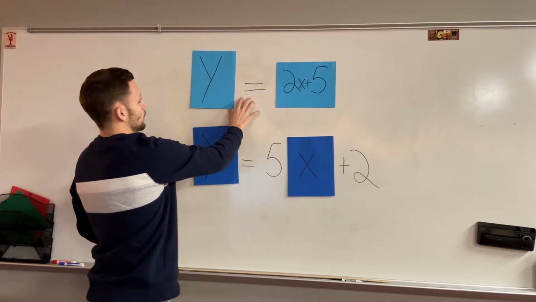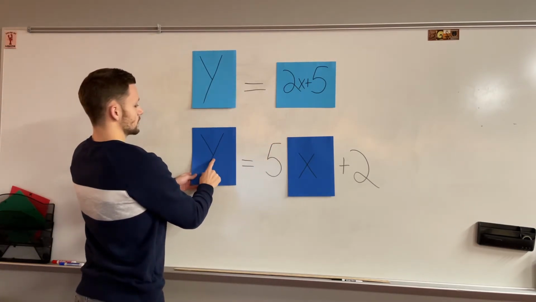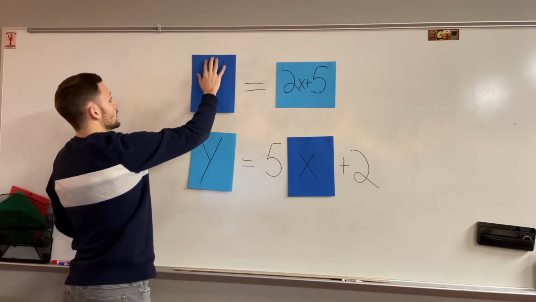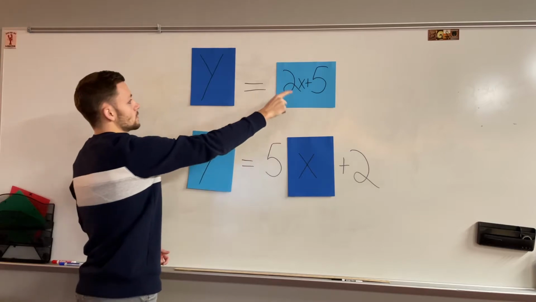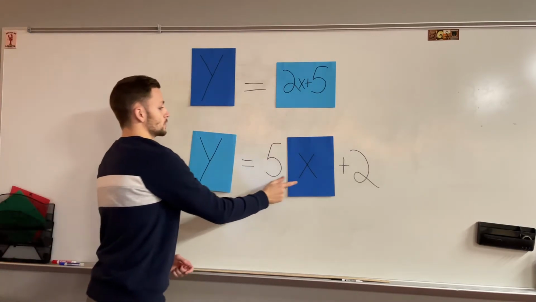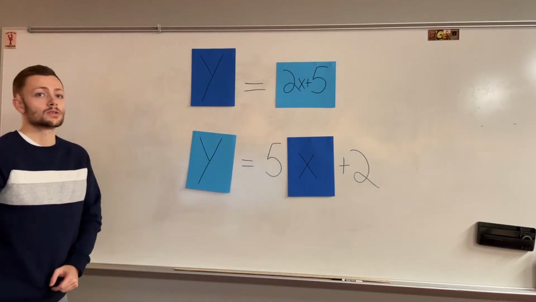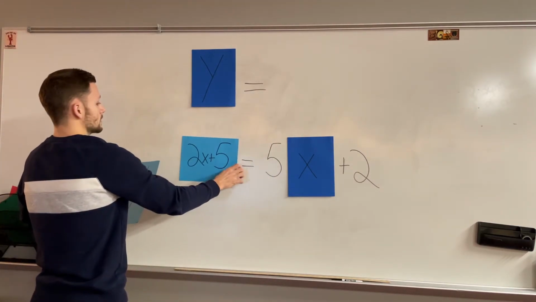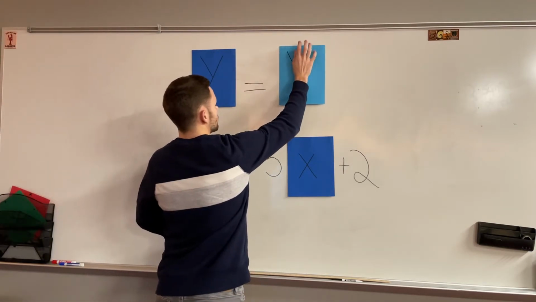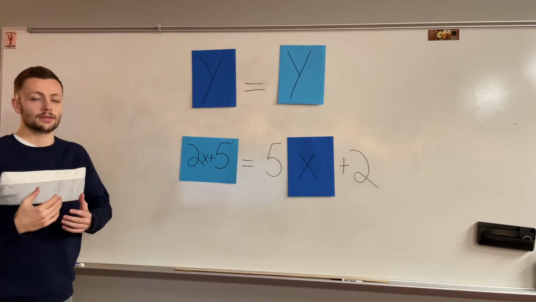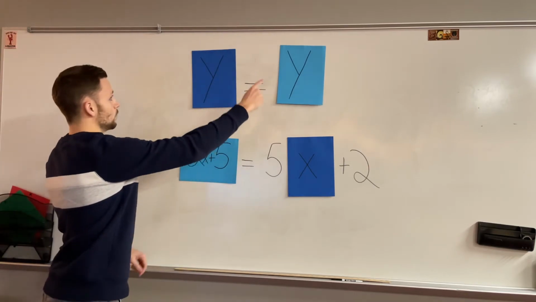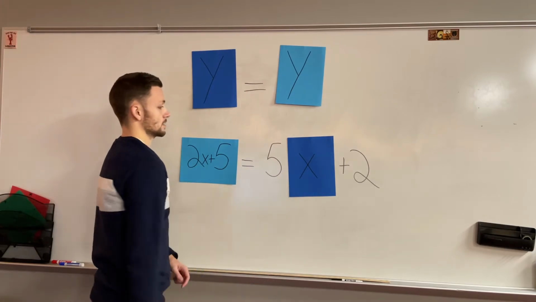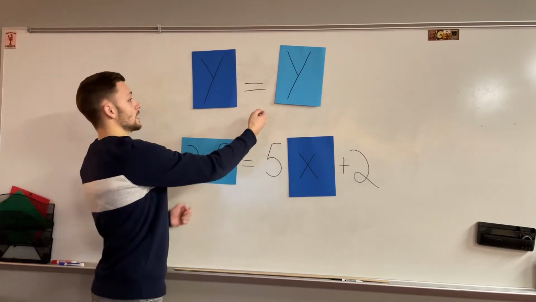This equation is solved for y equals 2x plus 5. This one is solved for y equals 5x plus 2. And when I switch them around, I still have that y equals 2x plus 5 and y equals 5x plus 2. So, if I do this, now I have the equations y equals y and 2x plus 5 is equal to 5x plus 2. Because I was able to make that switch.